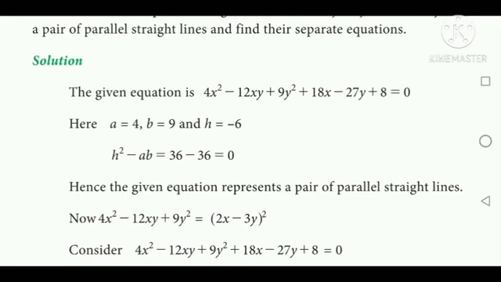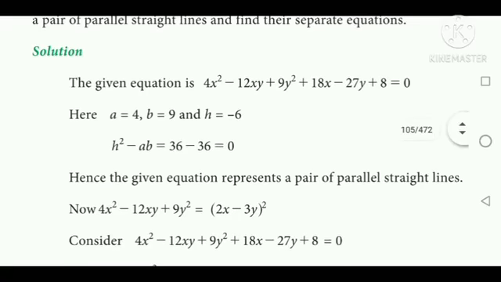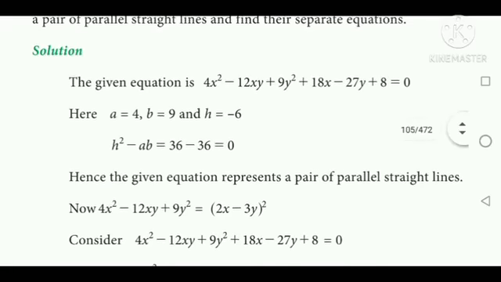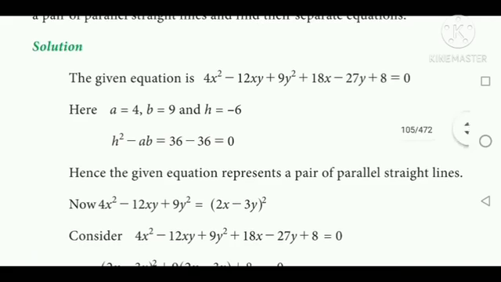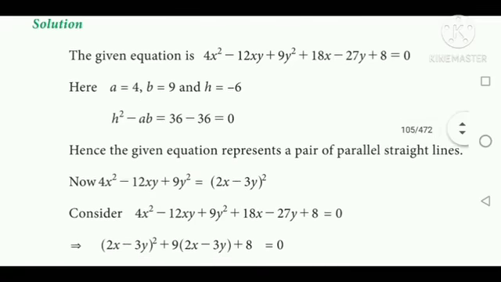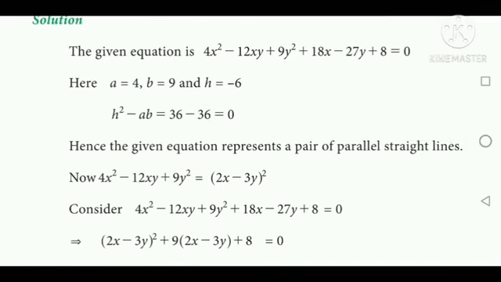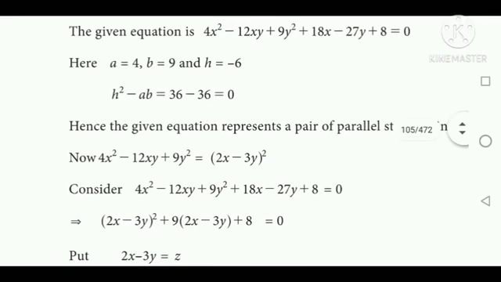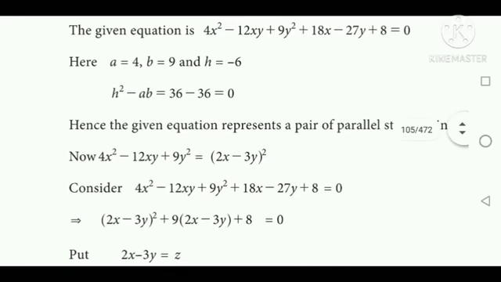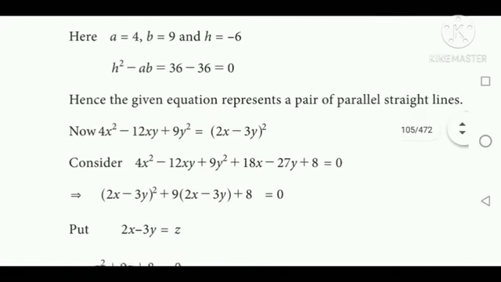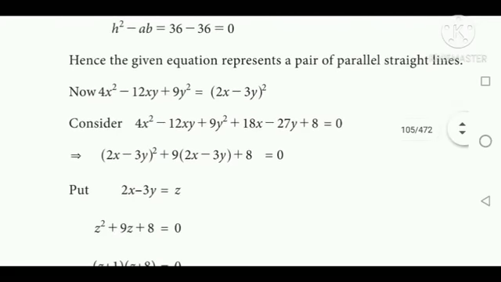The coefficient of x square is 4, the coefficient of y square is 9, that is b equal to 9, and the coefficient of h: here 12xy means 12 divided by 2, 2h equal to minus 12, h equal to minus 6. Okay, so apply the condition h square minus ab: 36 minus 9 fours are 36, we are getting 0. Hence the equation represents a pair of straight lines.